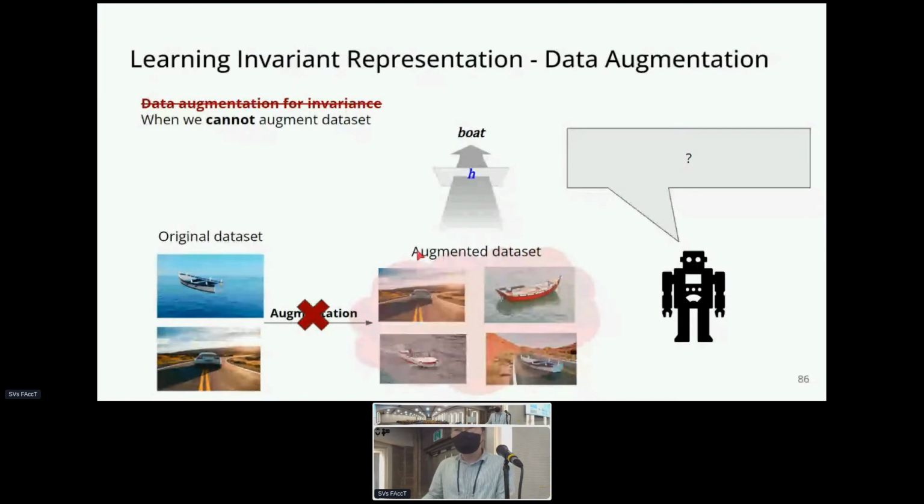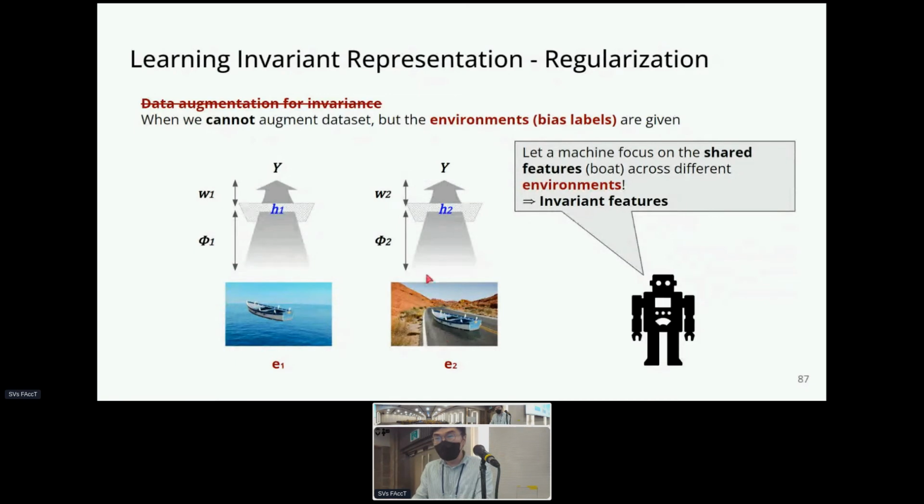Let's think about a more realistic setting. Can we really generate that kind of image easily? We only have small images such as a boat on the water or a car on the road. In this situation, generating that kind of diverse image such as a boat on the road and a car on the water is not trivial. Data augmentation is not always possible. Therefore, we need another approach instead of data augmentation.